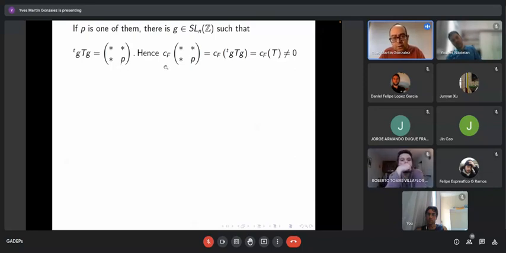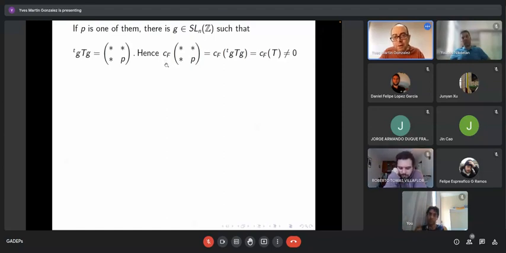Therefore, the coefficient indexed by such a matrix is the coefficient, of course, indexed by the matrix G transpose TG. And we knew already that this coefficient has the same value as the coefficient indexed by t, which we know is non-zero. So now we conclude there is a matrix whose lower right entry is this prime p, such that the coefficient indexed by such a matrix is non-zero.